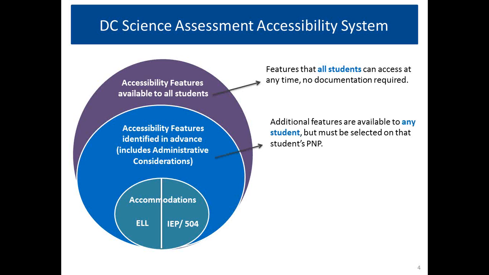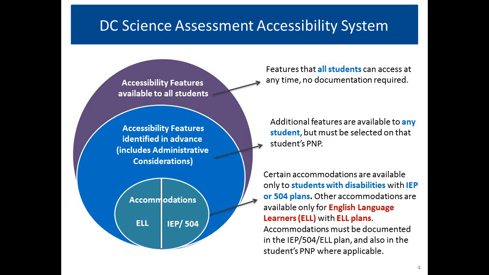The second group of features are accessibility features that have to be identified in advance, and you do that on the personal needs profile. And this includes a group of features called administrative considerations. And the last group of features is called accommodations, with which you're pretty familiar. These are for students with disabilities, which means they either have an IEP or a 504 plan, or the accommodations might be designated for English language learners who have an ELL plan. And with this particular population of students, of course, they have to be documented in their plan as well as in the PNP if the PNP asks for it.